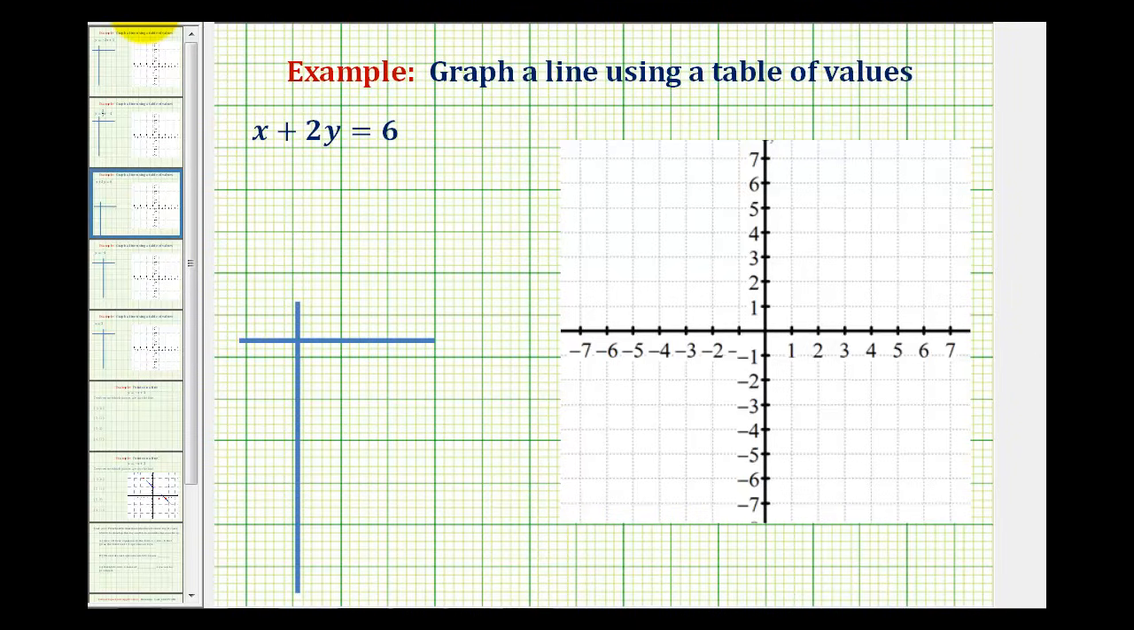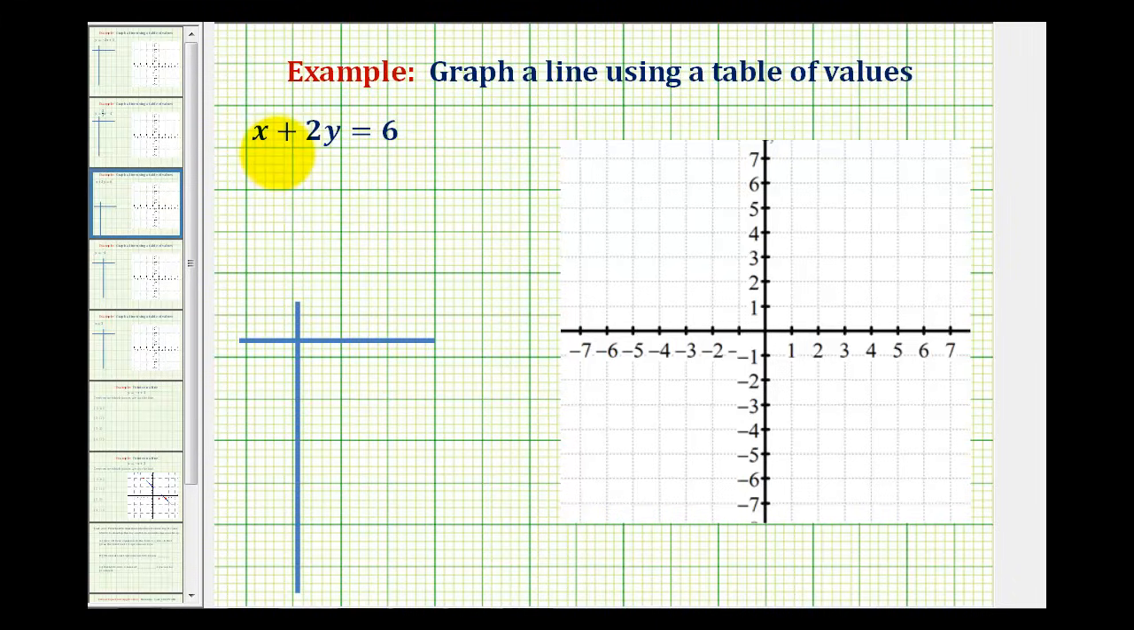We want to graph the linear equation x plus 2y equals 6 using a table of values. Now, one technique would be to determine the x and y intercepts, but for this video what we're going to do is select specific values of x and then determine the corresponding values of y, where each x and y value would represent a point on the line.